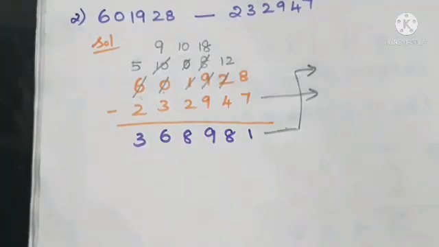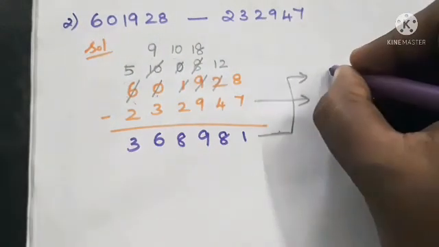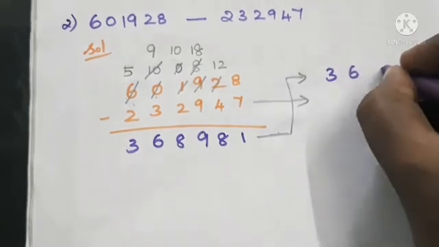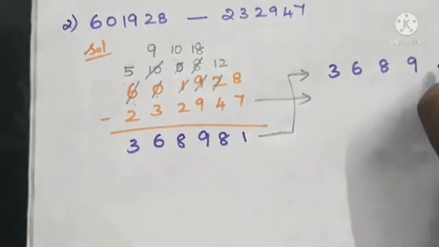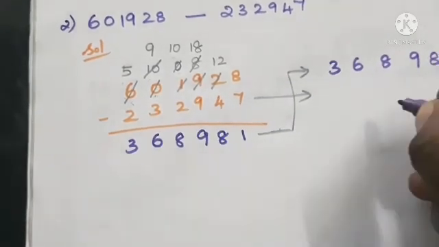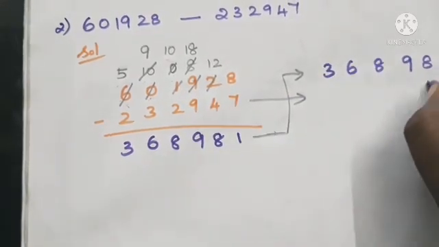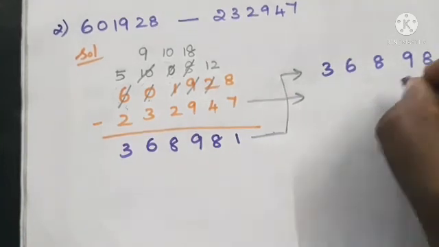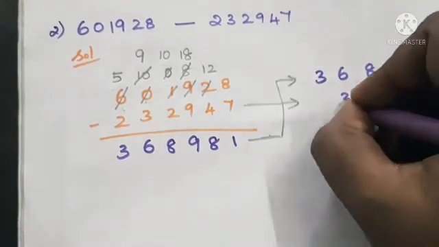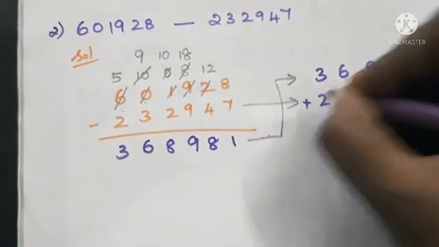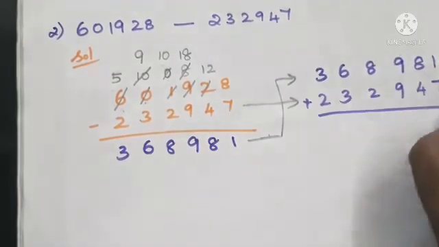So we can write it now like this: 3, 6, 8, 9, 8, 1. Second, what is the subtrahend? That is 7, 4, 9, 2, 3, 2. Here we are going to add, so also put the plus symbol. Now we can add it.